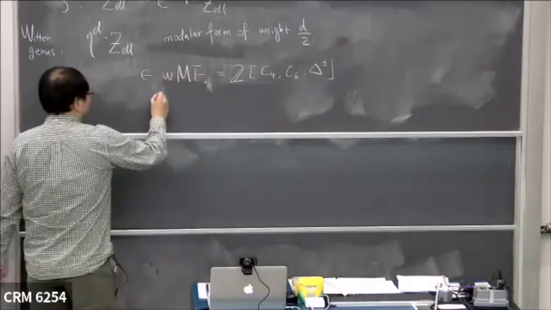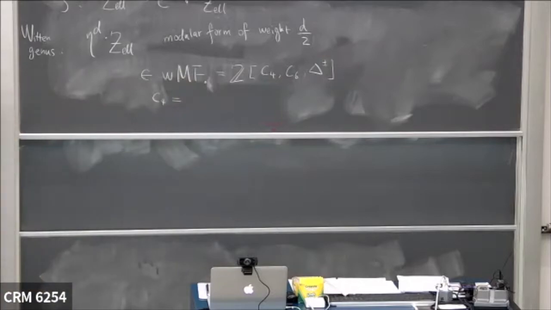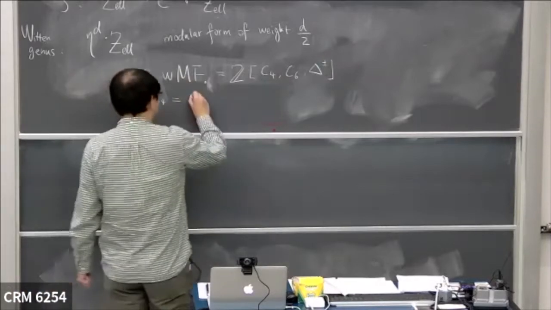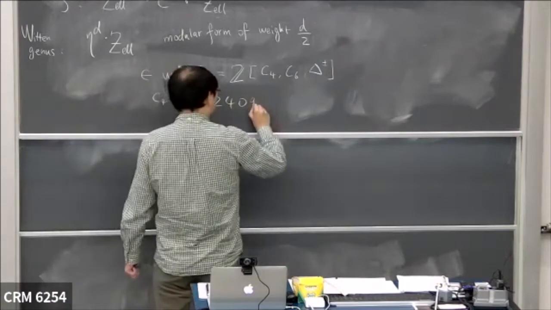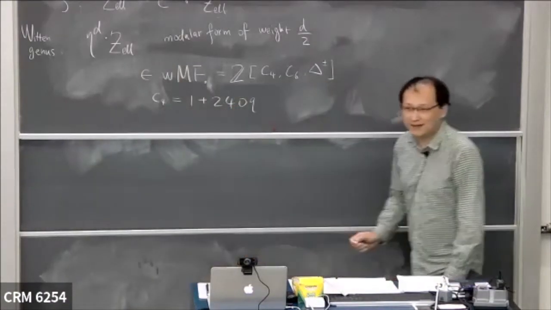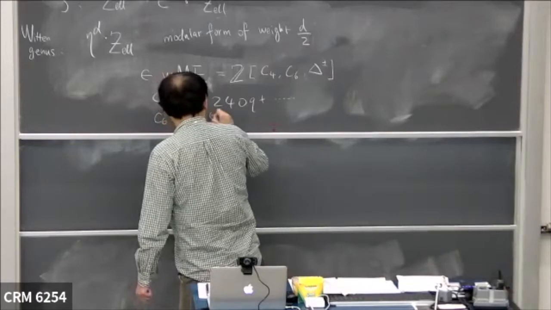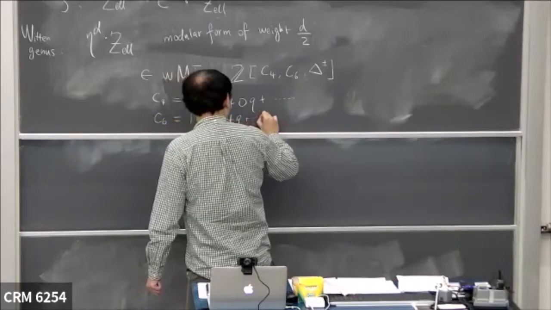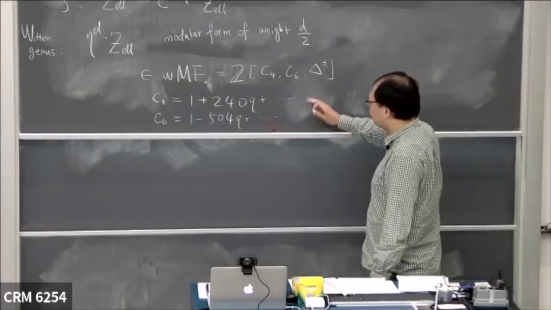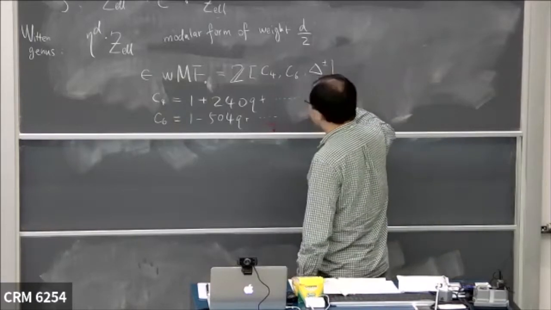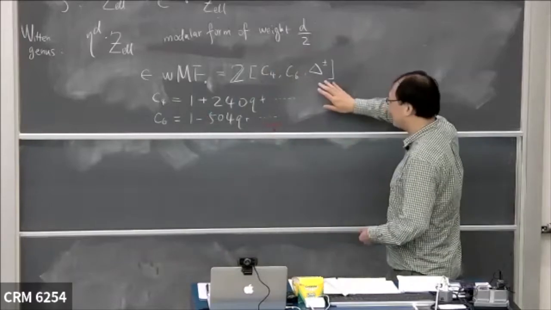Here, the normalization is such that C4 is simply the theta series for the E8 lattice. So you start with 1, and then 240 q, where 240 is the number of roots of E8, plus dot dot dot. And C6 is 1 minus 504 q plus dot dot dot. These are the first two Eisenstein series, and then delta is actually related to these two over rational numbers. So if you are working with rational numbers, there's no need for delta.